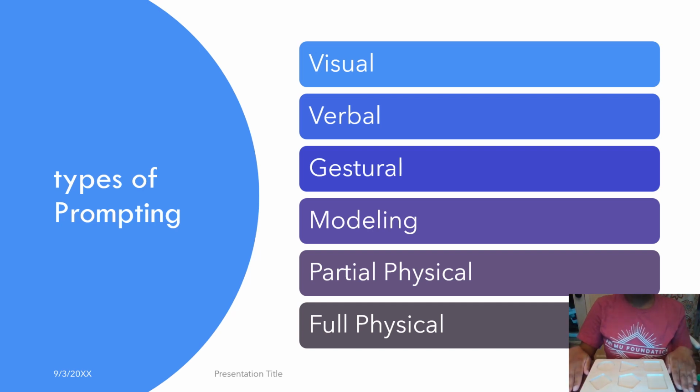Destiny. Put in like this. That is an example of a visual prompt. And now we will do a verbal prompt. What do you want? Puzzle. Good job, puzzle.